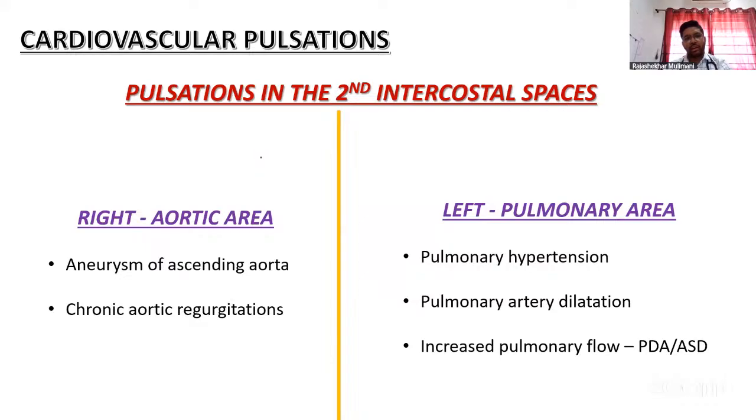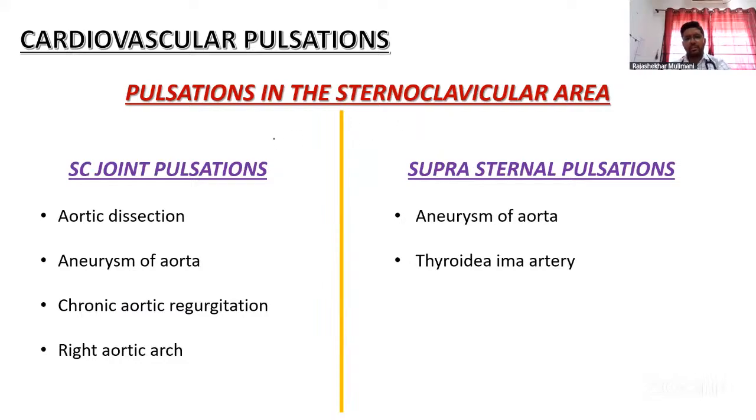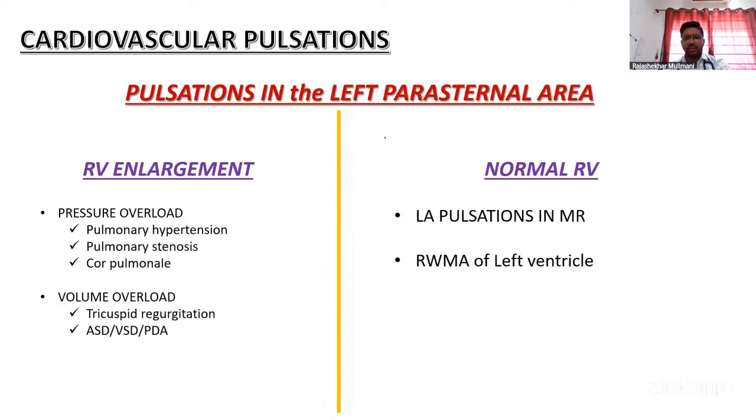Then you need to look for any other pulsations elsewhere in the precordium. Mainly you are going to look at the second intercostal spaces on either side. The right side is called the aortic area, the left side is called the pulmonary area. I have given some reasons for the pulsations in the respective sites that you can go through. And if you see any pulsations in the sternoclavicular area, that means they are much higher than the aortic and pulmonary areas. The reasons are usually similar, something related to aortic aneurysms and so on.